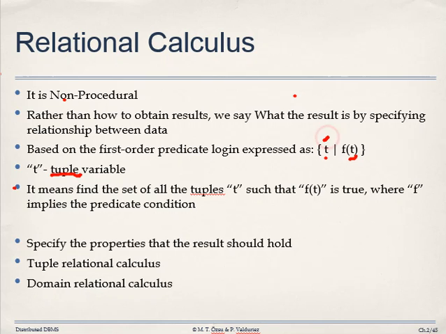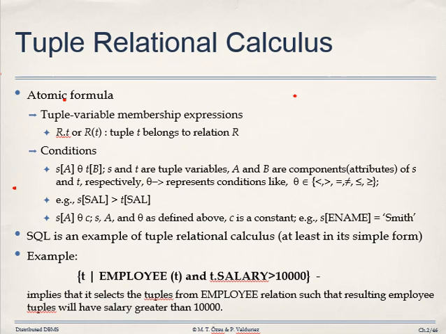So in the result we have a set of tuples t that is true for the function F(t), where F implies the predicate condition. So F(t) is nothing but a predicate condition that specifies the properties that the result should hold. Okay, and there are tuple relational calculus and domain relational calculus. Now the tuple relational calculus. So, the atomic formulas for the tuple relational calculus.